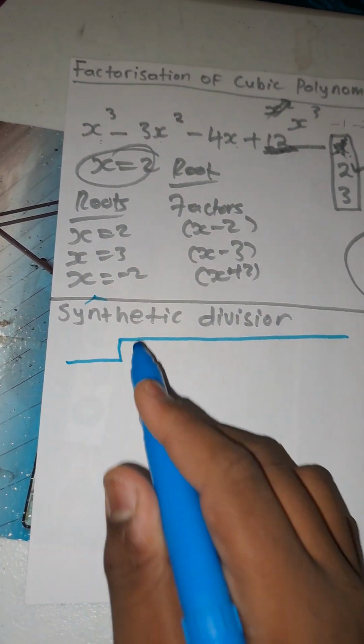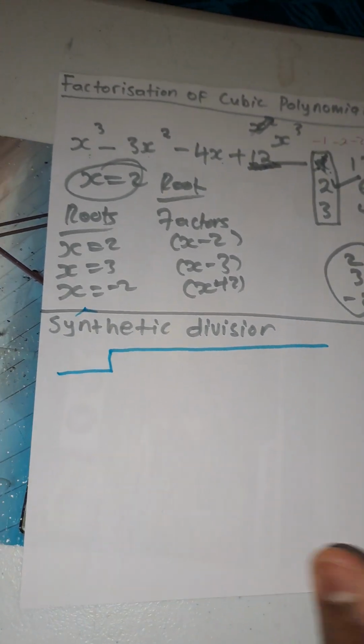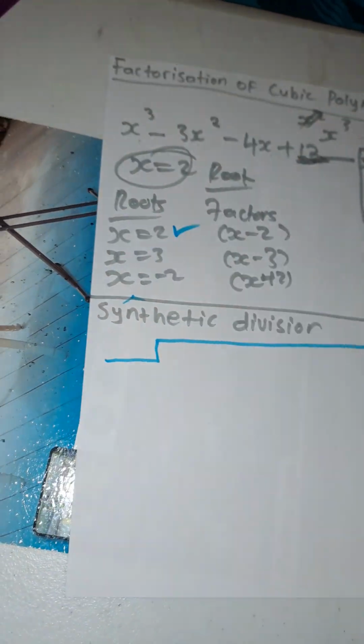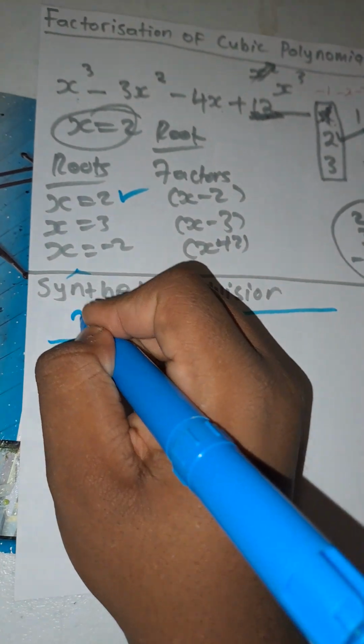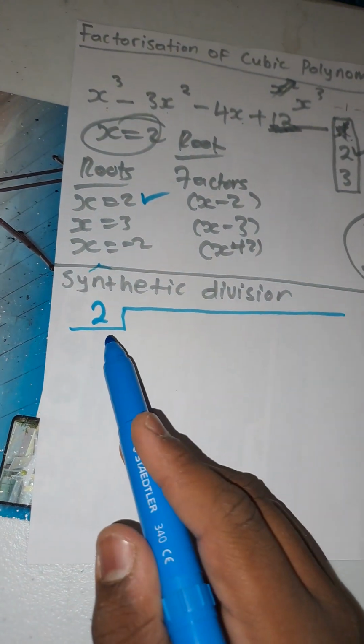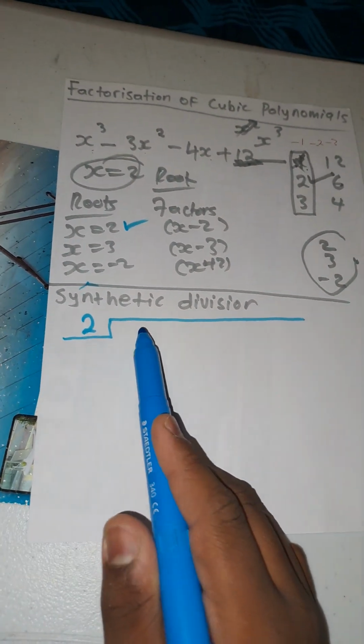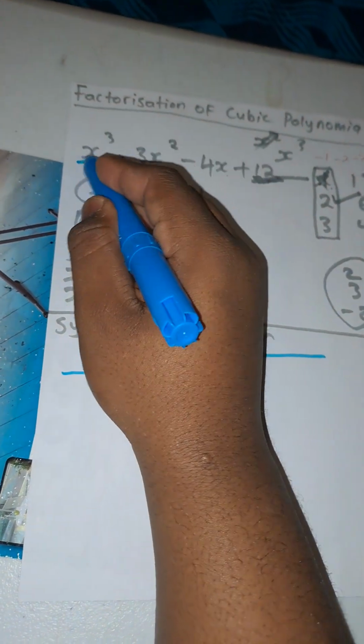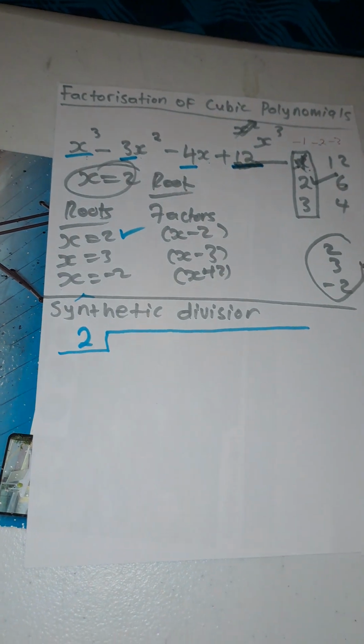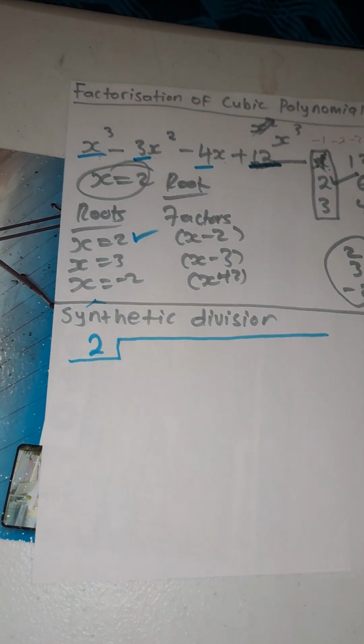Synthetic division, you do your pass. This is something like a pass, you know, from grade what to what. So I'm gonna start by using 2. So I'm gonna put my 2 here, outside there. If my 2 is negative, I put it as negative, and then inside I put the coefficients of the equation.